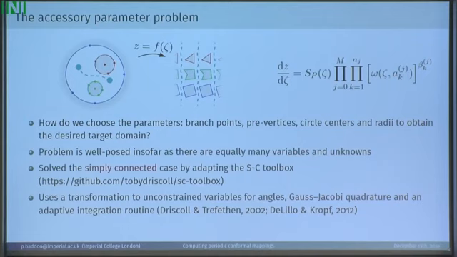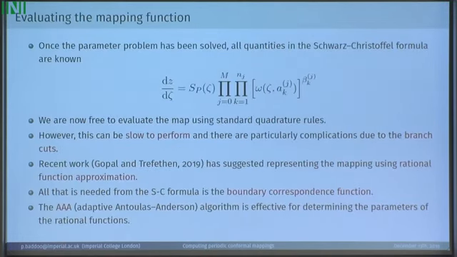There are quite a lot of details which have been worked on by various people, some of whom are here, to optimize this, because this is quite a difficult minimization problem. But it's really just based on what Toby Driscoll has done with the SC toolbox. Okay. But one of the issues with this mapping is that even if we've solved the parameters, and we know which points to map to the vertices, we don't really want to have to evaluate this map in its current form, because the Schwarz-Christoffel formula really only gives us the derivative of the map, and then we're free to integrate that with whatever routine we want.